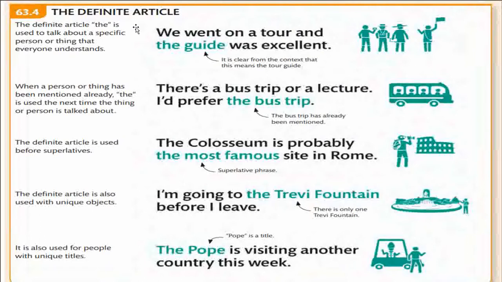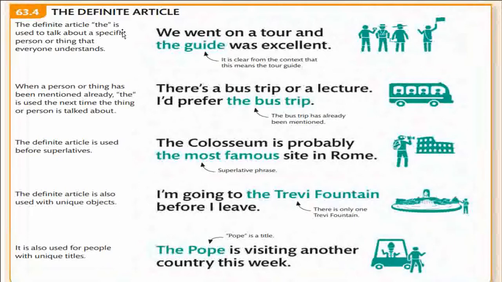The definite article. The definite article the is used to talk about a specific person or thing that everyone understands. Now we have seen the use of a and an so far. Those were indefinite articles. Now we are talking about the definite article, that is the. When it is used before consonants, it is pronounced one way. When it is placed before words beginning with a vowel sound, pronounce it differently.